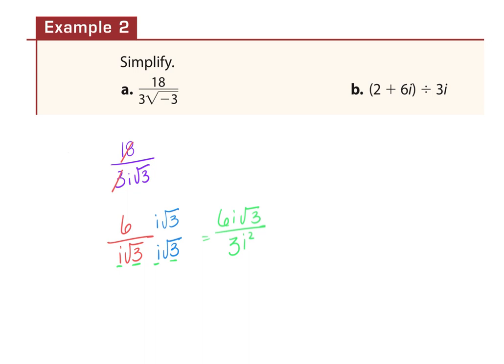Now here's the thing. I don't want to reduce these. I want to simplify my i squared another way. What can I replace my i squared with? Yeah, so that's 3 times negative 1 in the denominator. So this is 6i square root of 3 over negative 3. And I can reduce it. 6 and negative 3 reduce to what? 2. Yeah, so negative 2i square root of 3 is my answer.